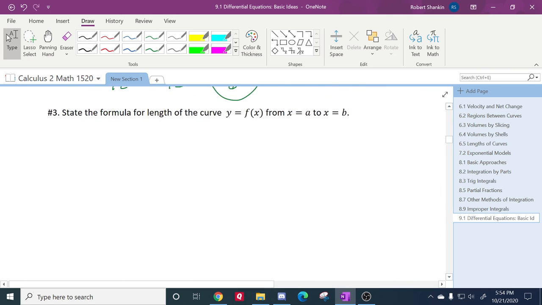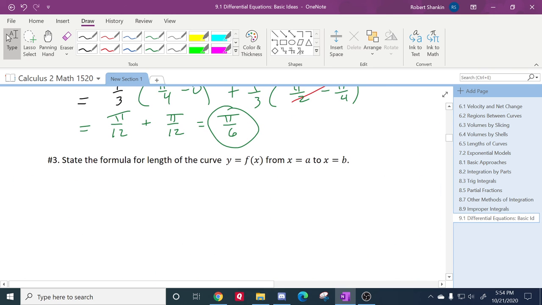Alright, so now let's go to number 3. State the formula for the length of a curve y equals f of x, from x equals a to x equals b. So it's just from memory, the length of the curve formula.